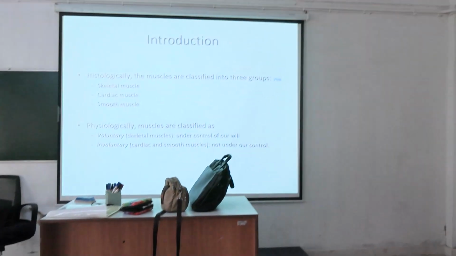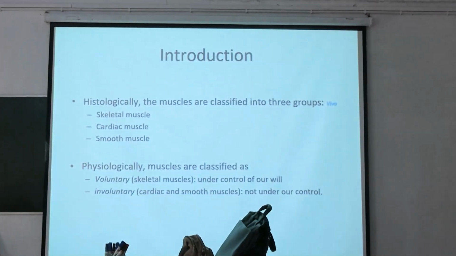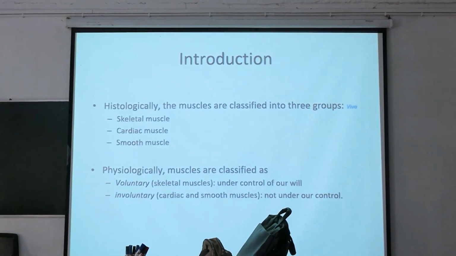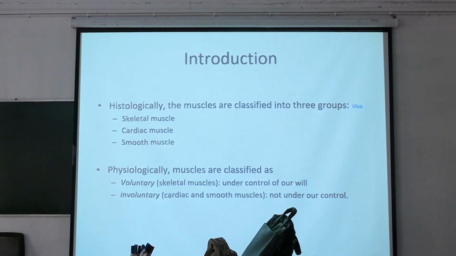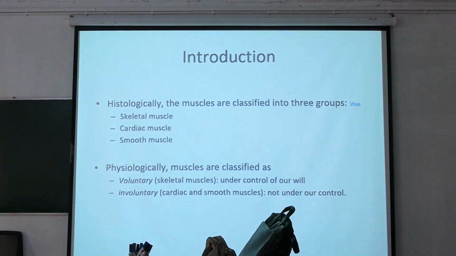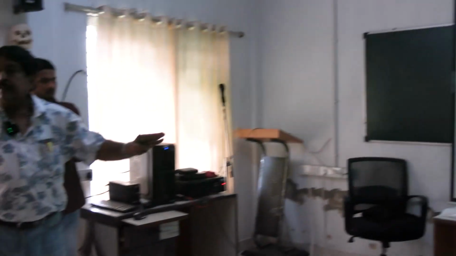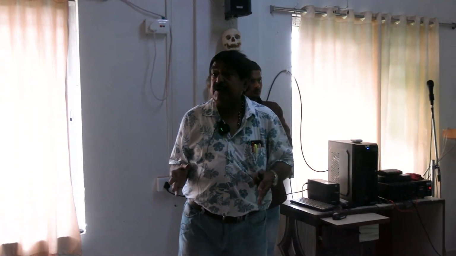Okay, now you just say histologically it is the skeletal muscles, cardiac muscles, smooth muscles. Physiologically, muscles are classified as voluntary, it's under your control, and best is your voluntary muscles.